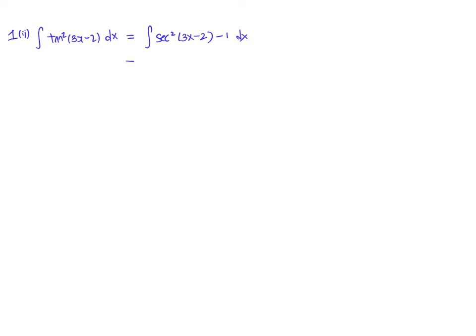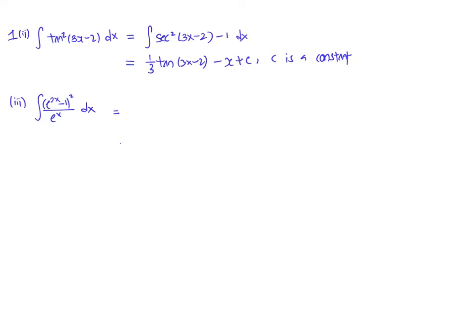And that will give me 1/3 tan(3x − 2) − x + c, where c is a constant. A very common mistake we observe is when students omit the 1/3. Do remember that we perform the chain rule when we differentiate tan(3x − 2), and there was a 3 outside. Since the function that we were to integrate has no 3 outside, we have to multiply it by 1/3.